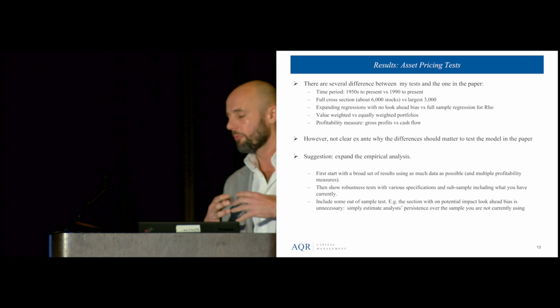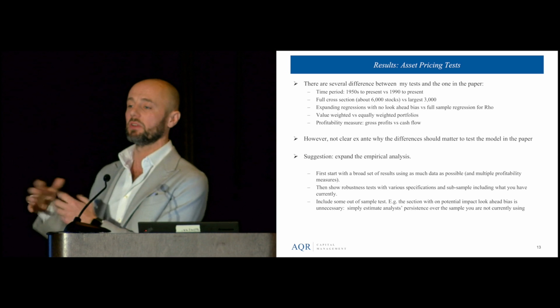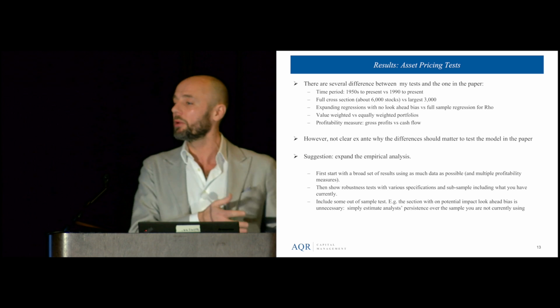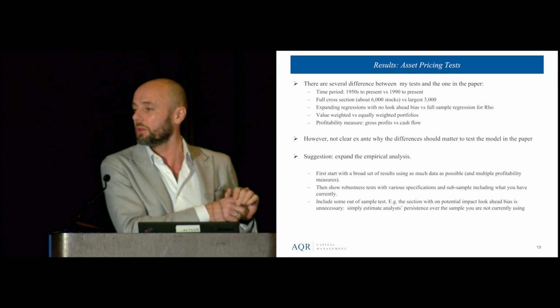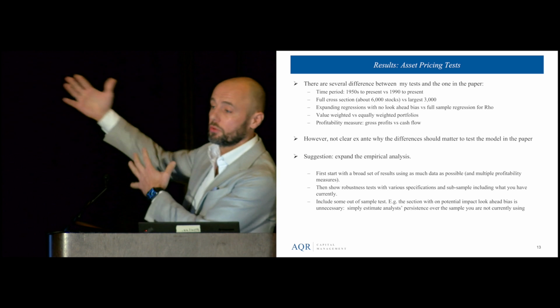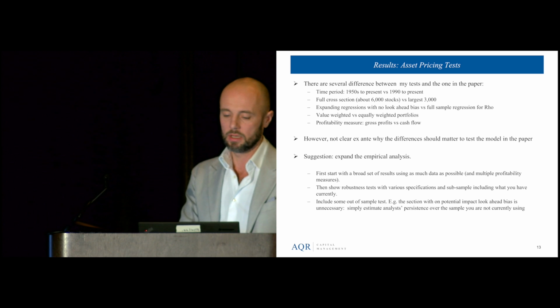So for example, there's a whole section in the paper with simulation evidence about the impact of look-ahead bias. That's totally unnecessary because you throw away almost half of the data. So you can just estimate your model on that half of the data and then use that to look at persistence on your 3,000 stocks or your 1990s to now.